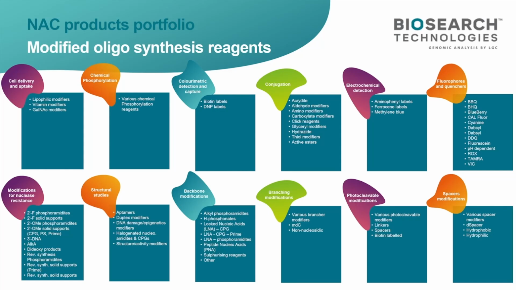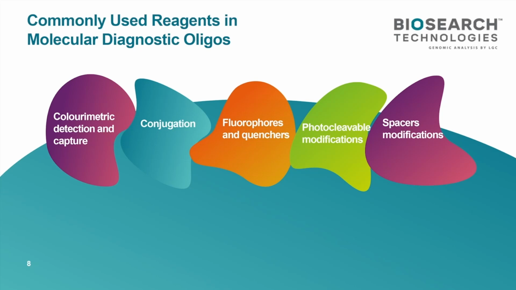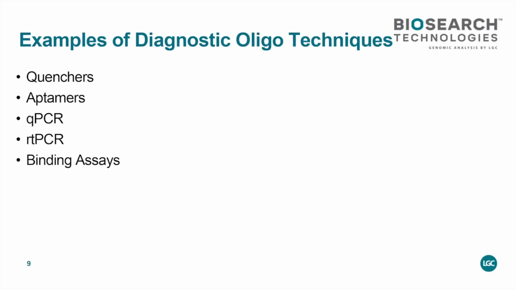So, commonly used reagents in molecular diagnostic oligos: colorimetric detection and capture, conjugation, fluorophores, photocleavable, and spacer modifications. Examples of diagnostic oligo techniques that oligos are used in are, as I said, quenchers, aptamers, qPCR, RT-PCR, binding assays. So whoever works in the MDX field will be using these types of techniques for the oligos you're going to be making.